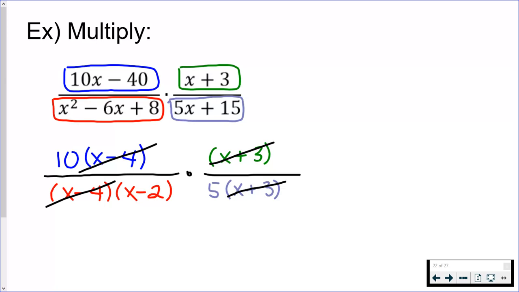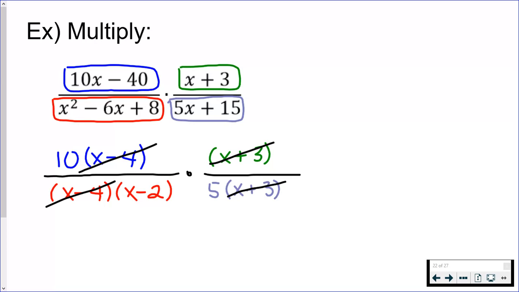Now, they do not have to be directly on top of each other. If one of the x plus 3s was in the top right-hand corner, but another x plus 3 was in the bottom left-hand corner, you can still cross those out, as long as one of them is somewhere on the top and one of them is somewhere on the bottom.